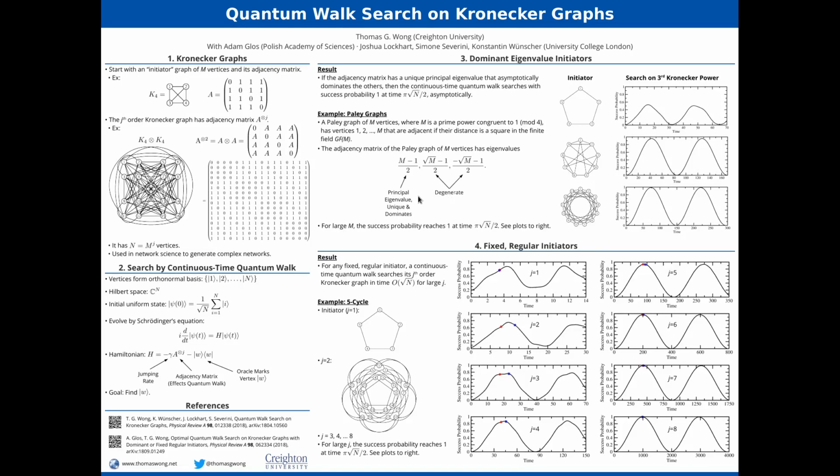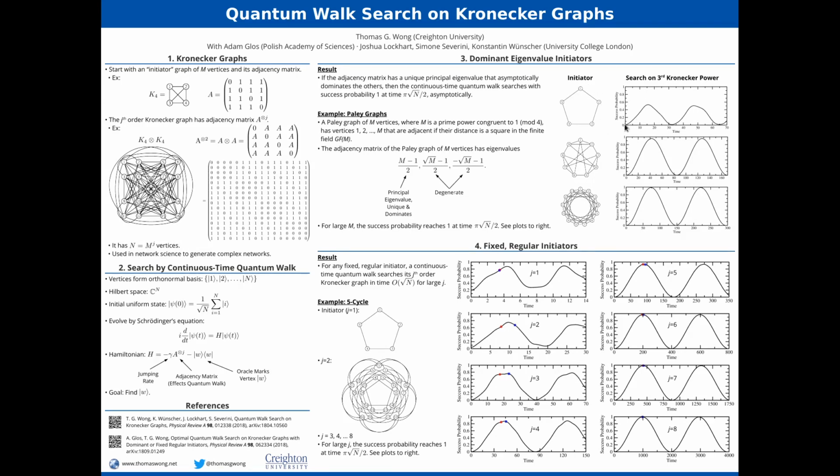So what we proved is that if you have something like this, where you have a principal eigenvalue that is unique and that dominates the other eigenvalues for large m, then search on any Kronecker power is fast, or optimal, for a quantum computer, meaning that it searches in order square root of n time as m gets large. And so to illustrate this, here's a plot of the success probability versus time for search on the third order Kronecker graph that's initiated by this.